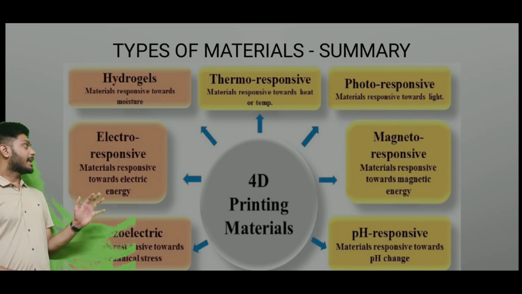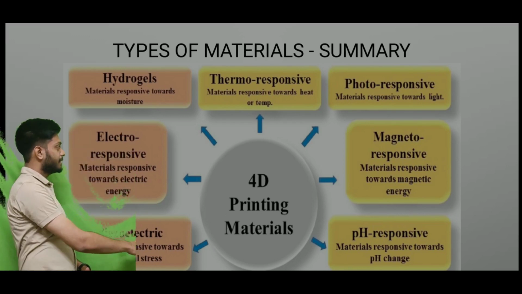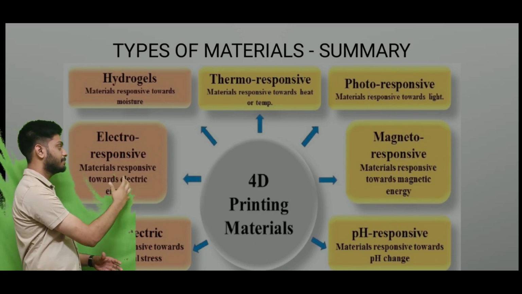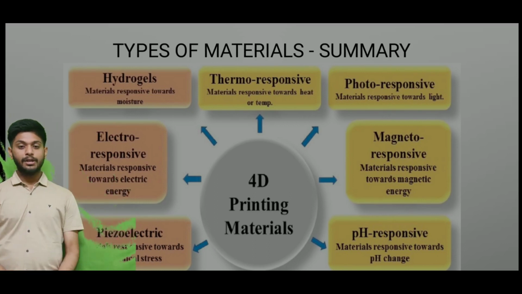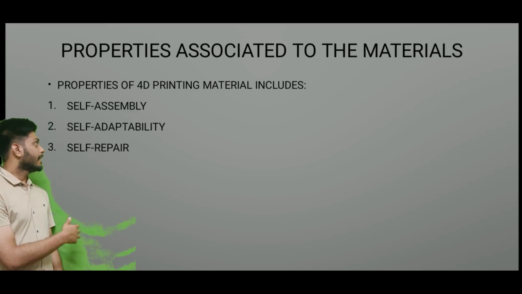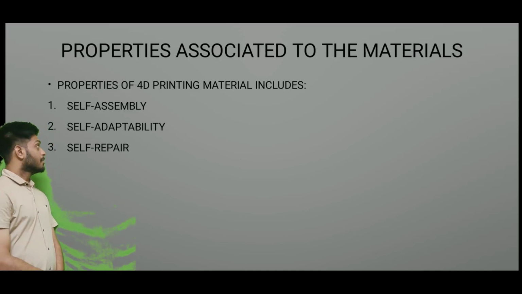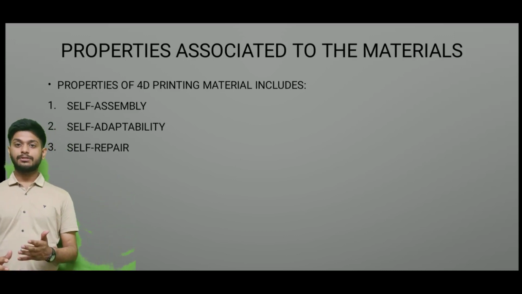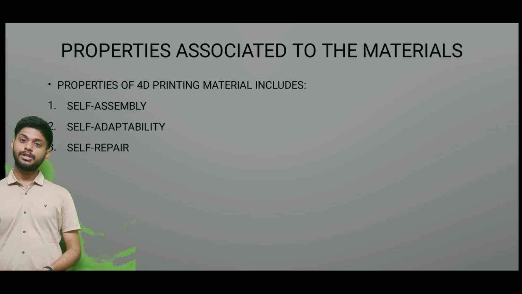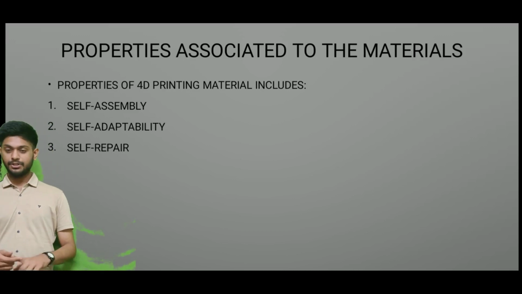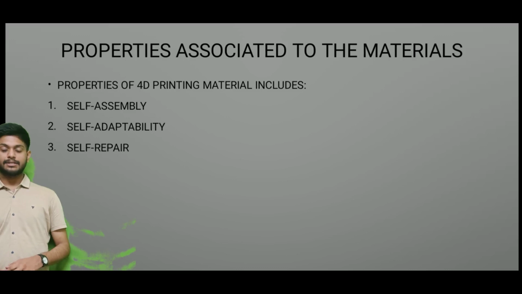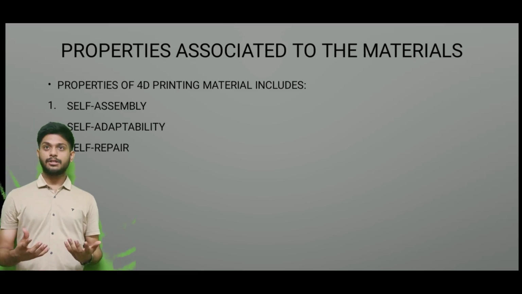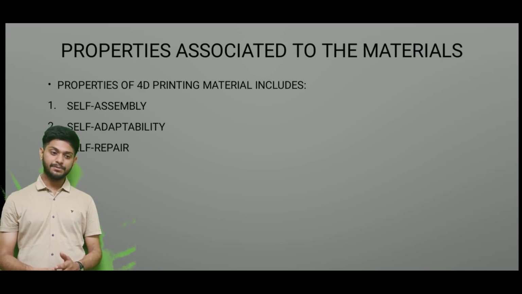Now, if we summarize, this is a schematic diagram depicting all the materials we have discussed and to which stimuli they are responsive. So the next slide here shows the properties associated with these materials. There are three properties associated with the materials. First is self assembly, second is self adaptability, and the third is self repair. These terms are self sufficient to describe themselves.